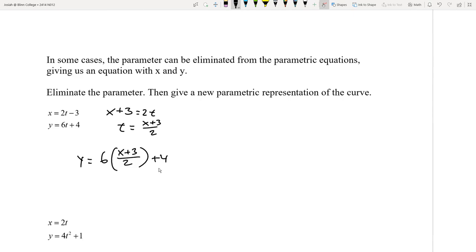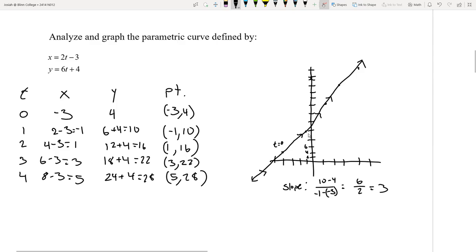If we do that, there's a little bit of cancellation that happens here. So we'll go ahead and cancel. We get 3 times x plus 3 plus 4. Distribute. We get 3x plus 9 plus 4. So we get y equals 3x plus 13. And that's going to be our eliminated parameter. This is what our line should be equal to, 3x plus 13, which is what we end up getting here.